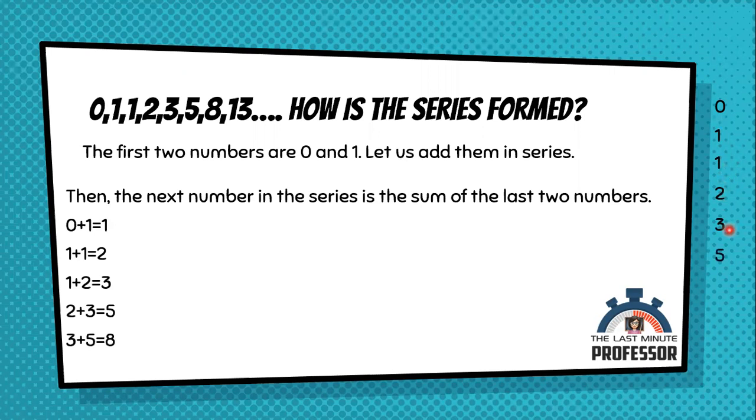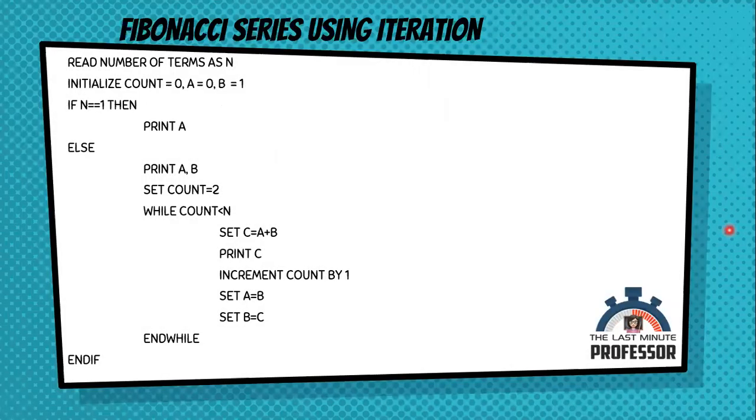How to generate n terms of this series using iteration. Step number 1. Get the number of terms from user as n. Example, n is equal to 4. Step number 2. Here we have count, a variable to track the number of terms printed. Then variables a and b to store the values of the last two numbers.